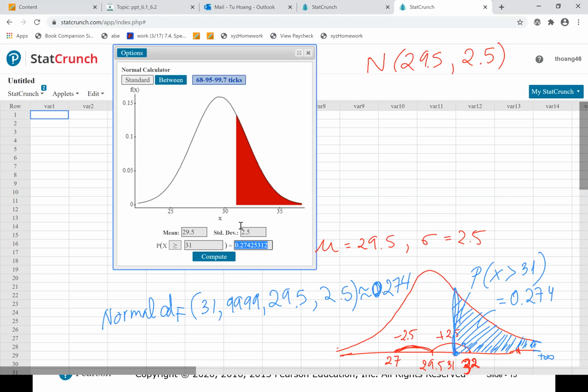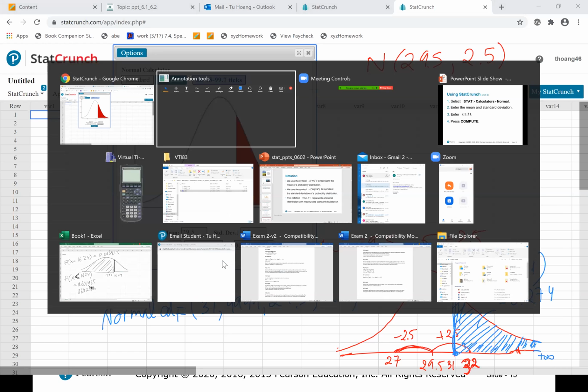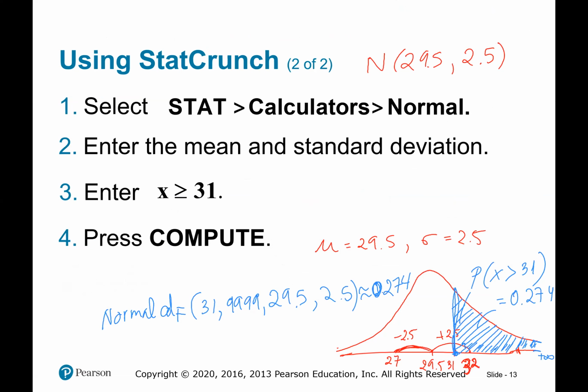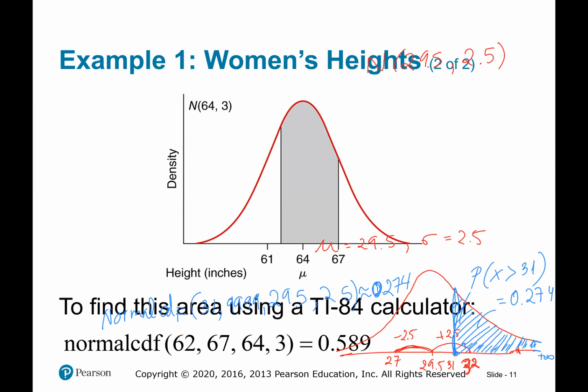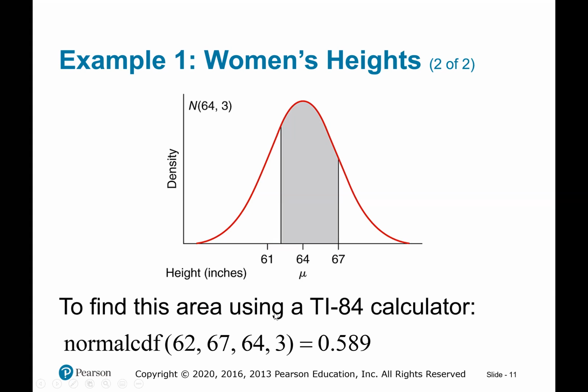Come back to the problem with the between. Let me go back to this problem. Over here, we are looking for the area from 62 to 67, where the mean is 64 and the standard deviation is 3.